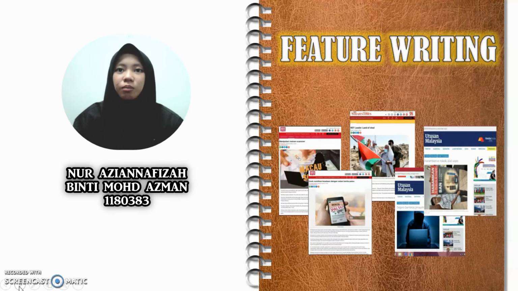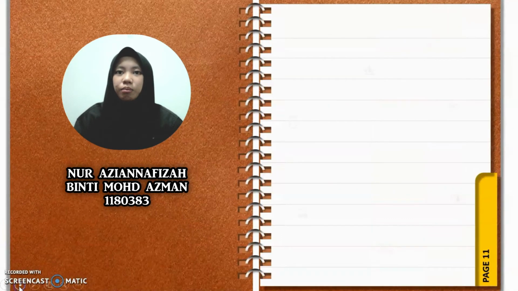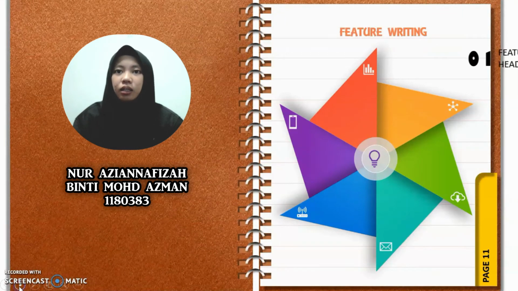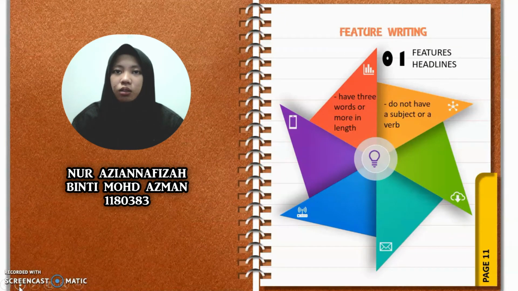I'm Azan, and I will talk about the analysis of features. First, according to the views of Saf and Hussein, the meaning of features is more toward a short essay for newspapers and magazines. Actually, headlines used in features are feature headlines. Usually, they have 3 words or more in length, but do not have a subject or verb.